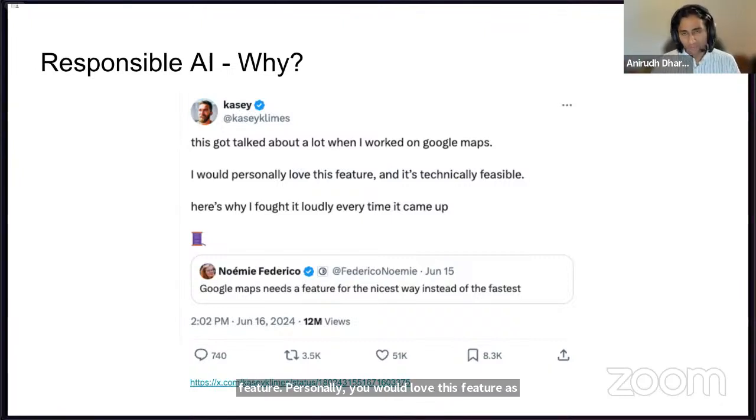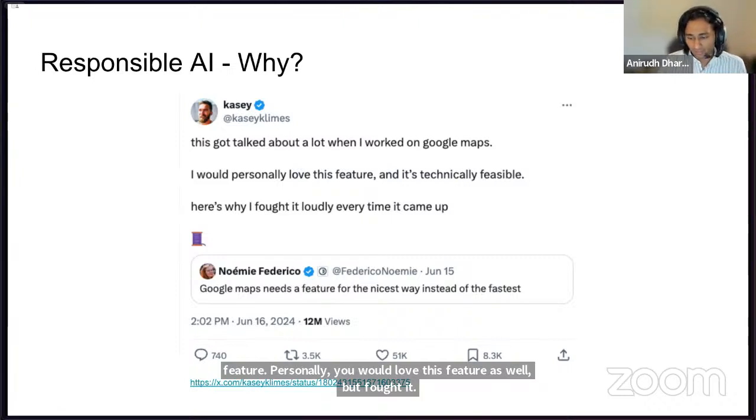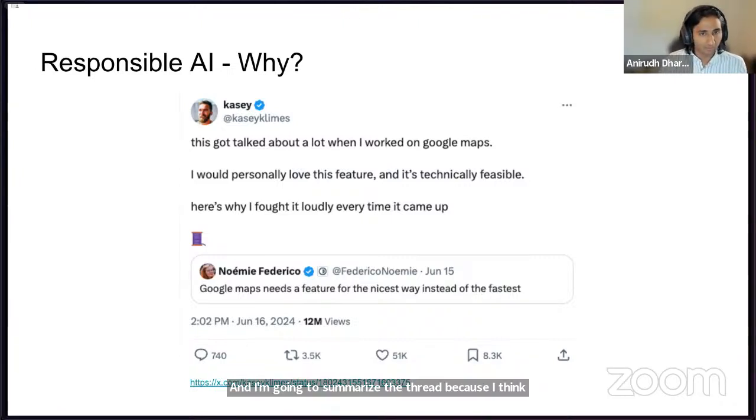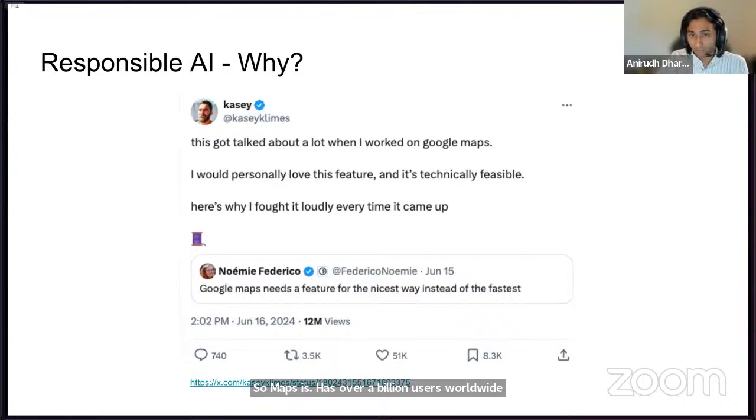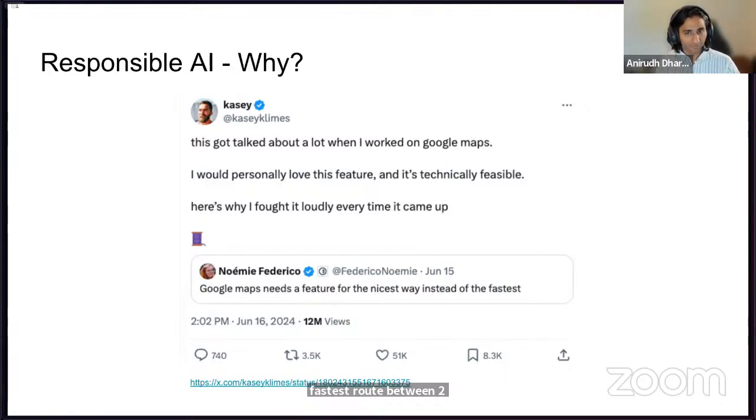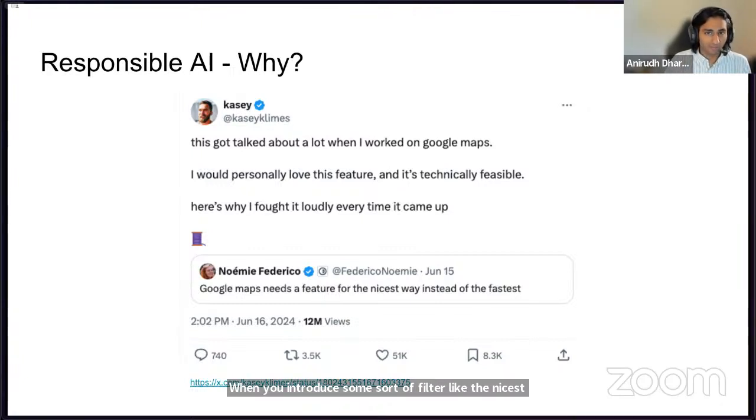I'm going to summarize the thread because I think it's a really good indicator of why we need these kinds of conversations as we build complex systems. So Maps has over 1 billion users worldwide. The main objective of the Maps algorithm is primarily the fastest route between two points. When you introduce some sort of filter like the nicest way, that introduces quite a few subjective differences. Like, what does nice actually mean? Does that mean more trees along the route, less crime, better views?